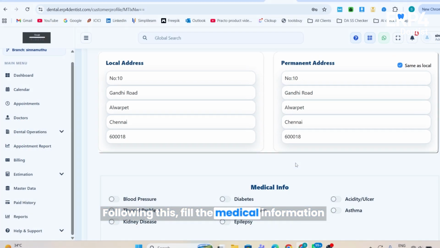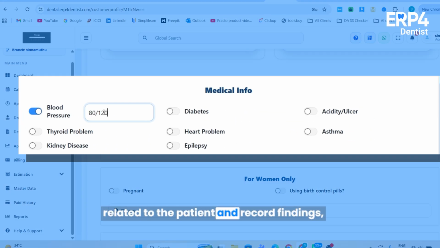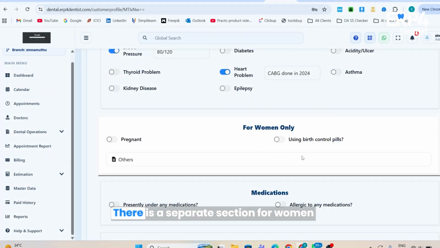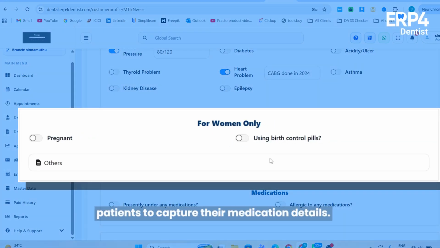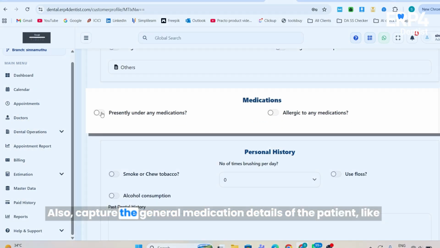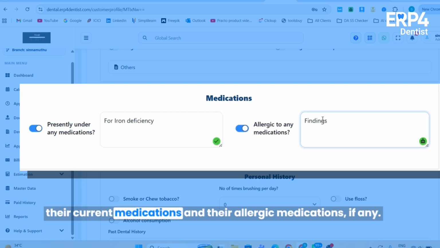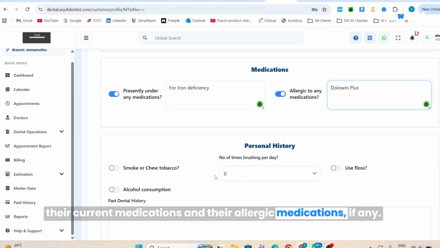Following this, fill the medical information related to the patient and record findings, blood pressure, diabetes, and so on. There is a separate section for women patients to capture their medication details. Also, capture the general medication details of the patient, like their current medications and their allergic medications, if any.